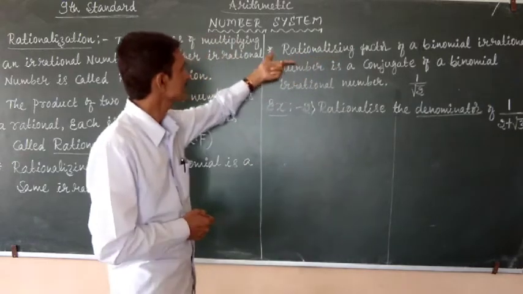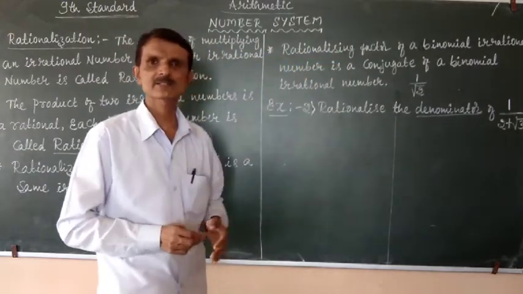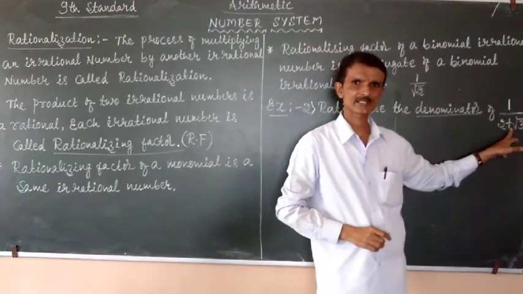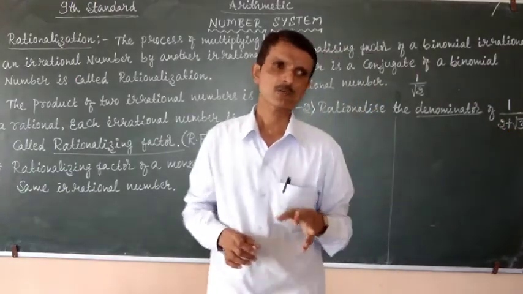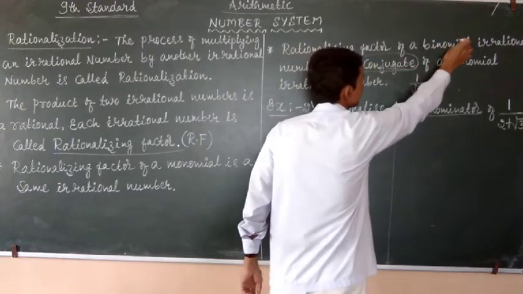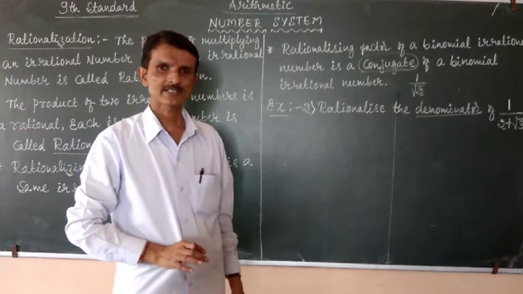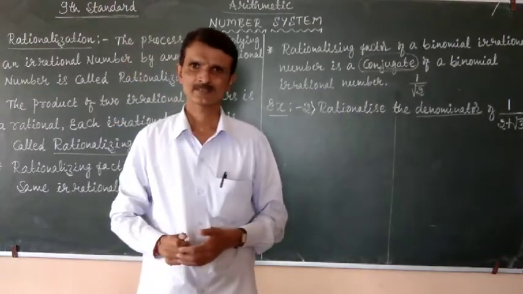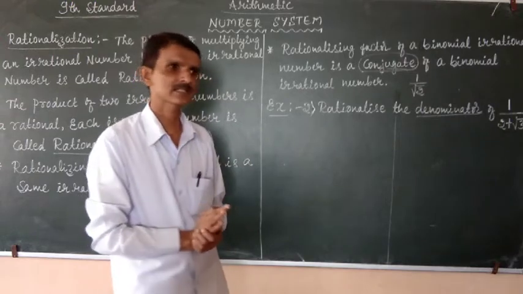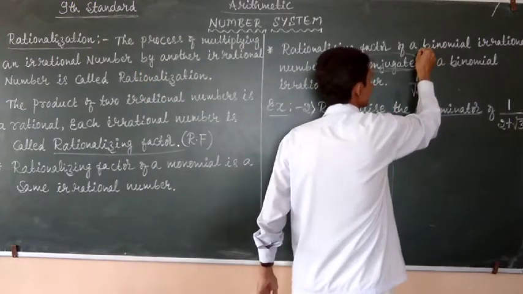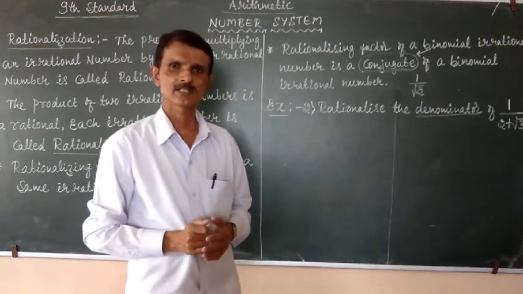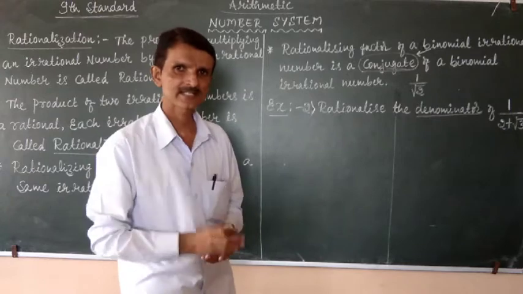The rationalizing factor of a binomial is a conjugate of the given binomial. Here we are going to use the word conjugate for binomial irrational numbers, not rationalizing factor. We will not write rationalizing factor for binomial irrational numbers. For these binomial irrational numbers, we call the rationalizing factor a conjugate. For a monomial, we call it a rationalizing factor.